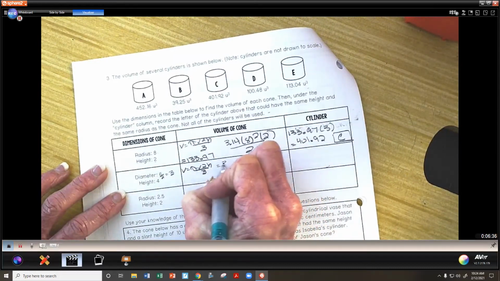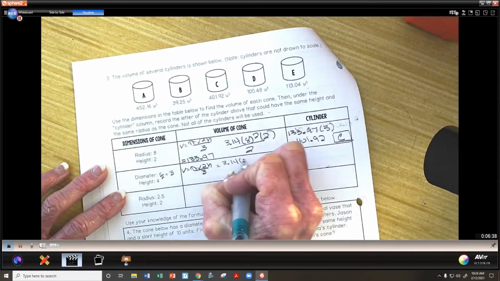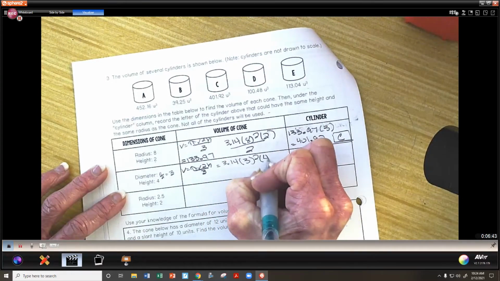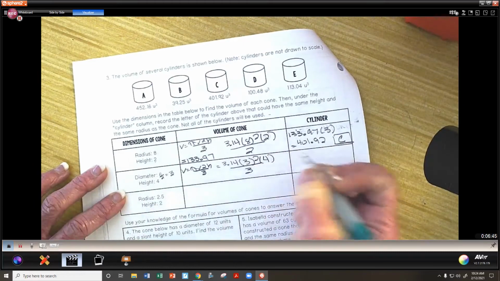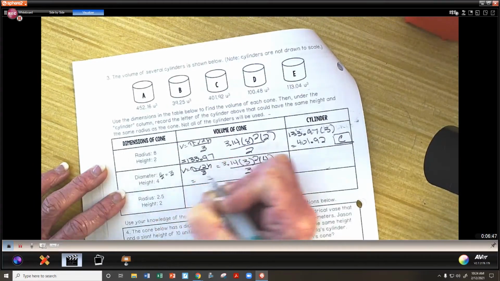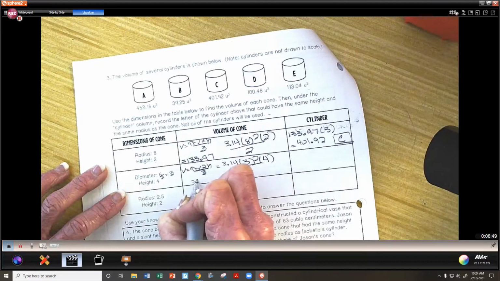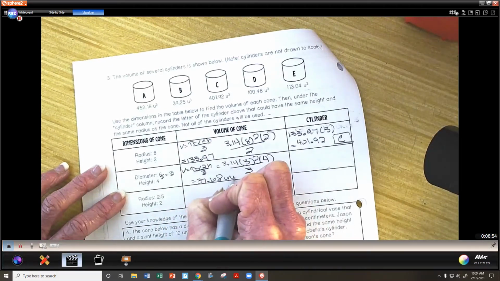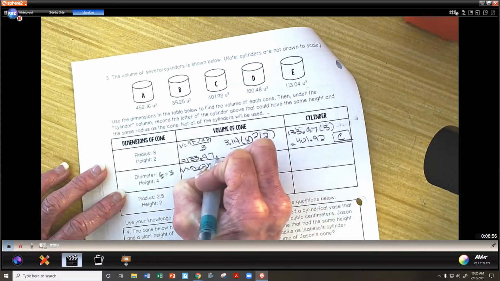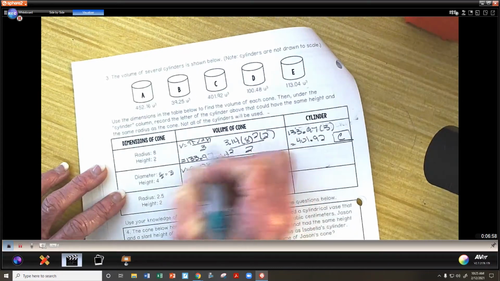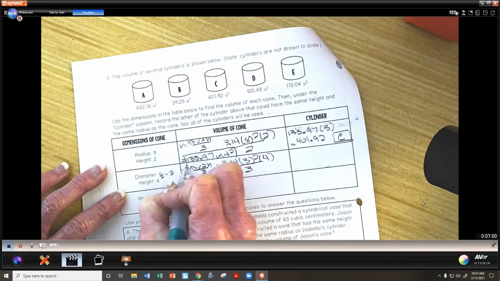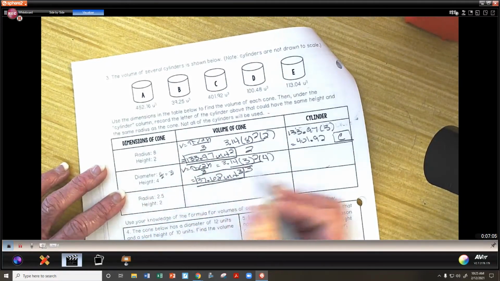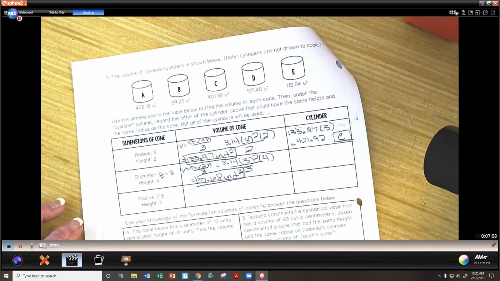That is going to be 3.14 times 3 squared times 4 divided by 3. So that equals, I never leave myself enough room, 37.68 unit cubes. I forgot to write that up here. Unit cubes. And that's your answer there. So what are we going to do now to find the volume of a cylinder?